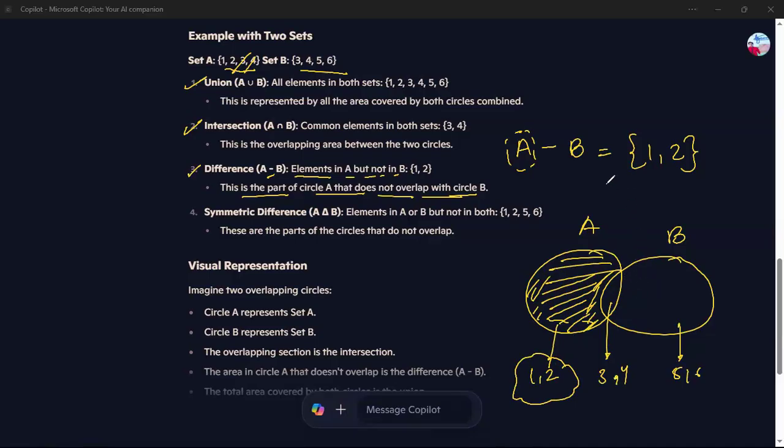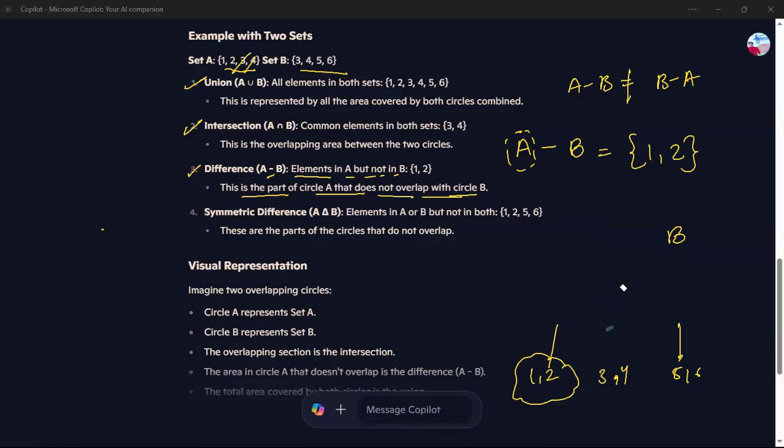Yes, sir. Please understand this. Sometimes we misunderstand and think that A minus B should be equal to B minus A, and that is not the case here. Let's take a different example. Let me ask you a question. This is A minus B. Okay, so what if we have to find out B minus A? What is B minus A?